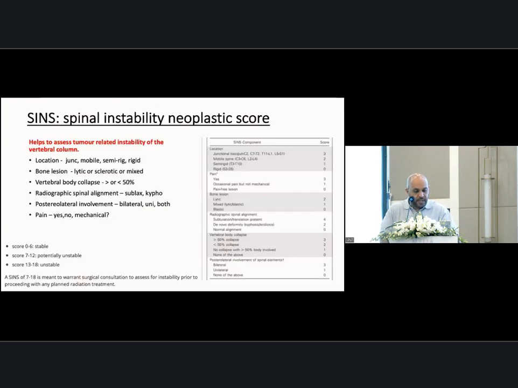So when we're deciding on stability for the spine with regards to tumors, there's this great score called the SINS score. What it does is it really helps you guide as to whether the patient needs surgery, no surgery, or whether it can go either way, whether it's equivocal. So let's have a look at this.